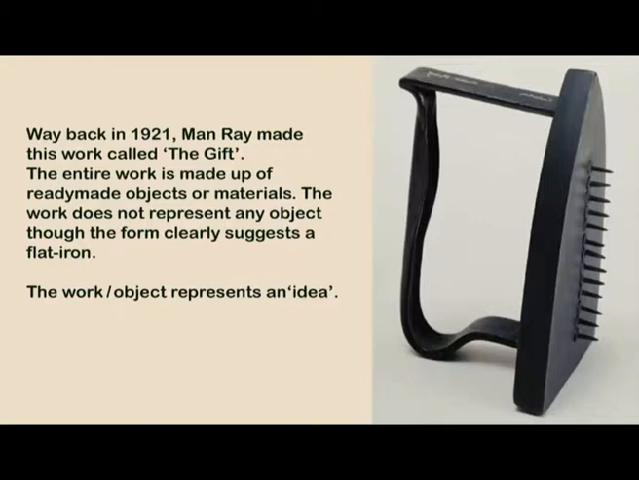Now, having seen this, for a moment let us get back to the history. Way back in 1921, American artist who later settled in Paris, Man Ray, made this work called The Gift. The entire work is made up of ready-made objects or materials. The work does not represent any object, though the form clearly suggests a flat iron. So, the work represents an idea, and the fact that the artist has not made or created anything by himself. He has only picked up ready-made objects from around, or maybe shop, or from industry and factory, and used them in a way so that it becomes, if not a work of art, a new visual statement, a new visual communication.